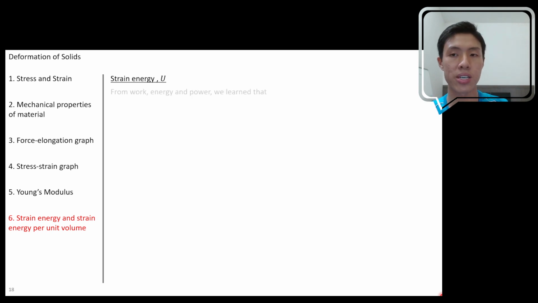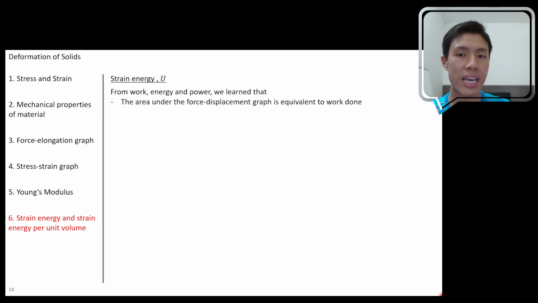From work, energy and power, we have already learned that the area under the force-displacement graph is equivalent to the work done. Okay, so you can review back the video from chapter 4 in which we learned about graph. If you have force as your y-axis and displacement as your x-axis, the area under that graph will represent the work done.